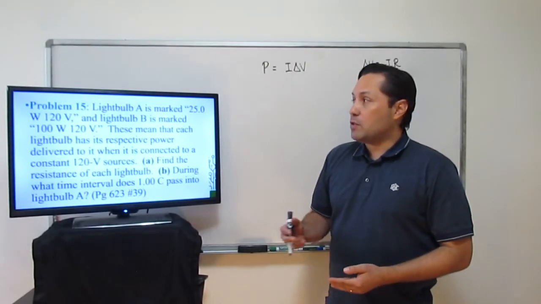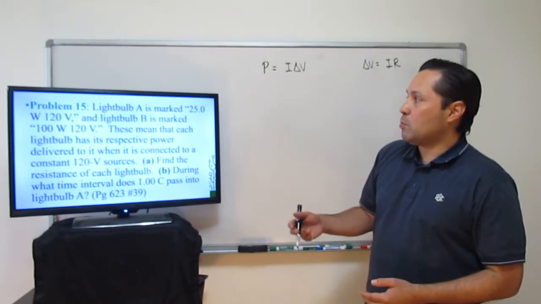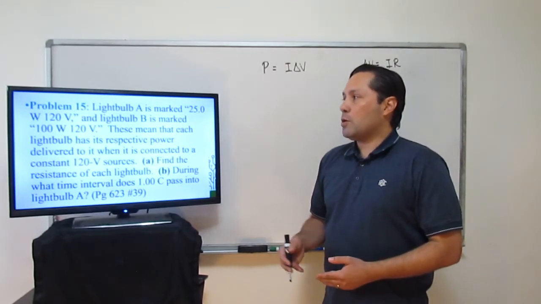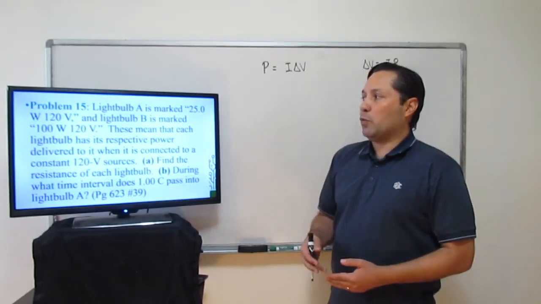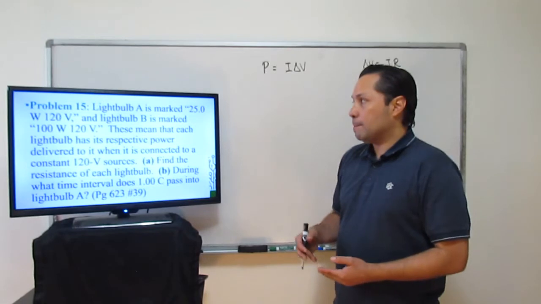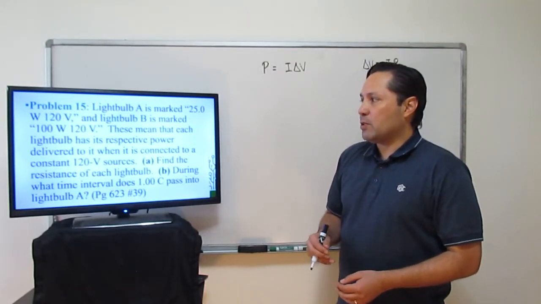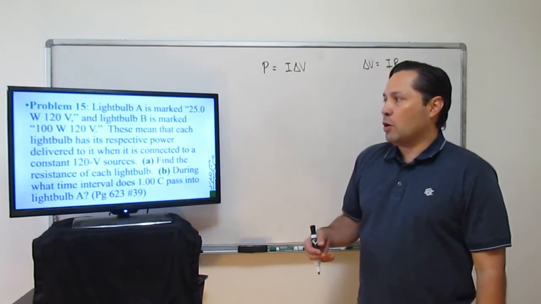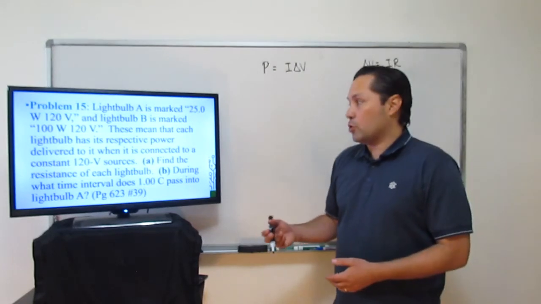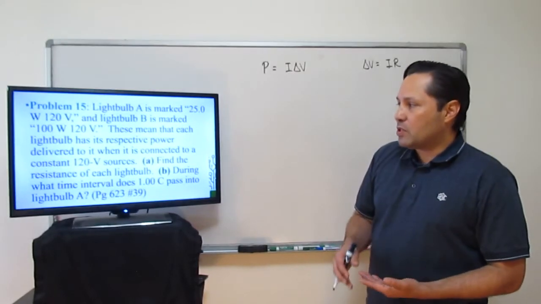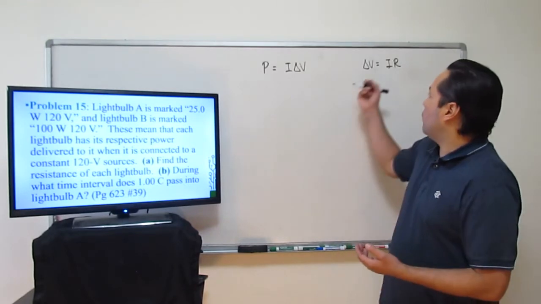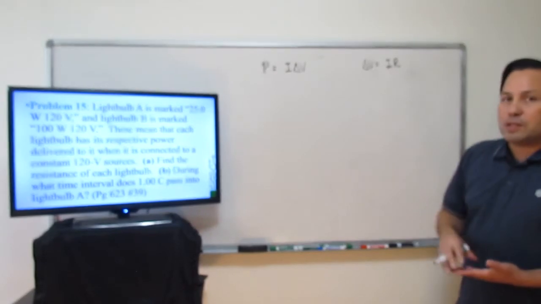In problem 15, we're asked the following question. Light bulb A is marked for 25 watts for 120 volts, and light bulb B is marked for 100 watts for 120 volts. This means that each light bulb has its respective power delivered to it when it is connected to a constant 120 volt source. So for part A, find the resistance for each light bulb. So we're looking for R. We want to find the resistance.